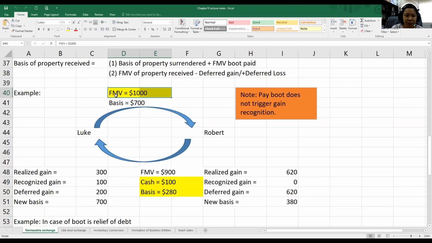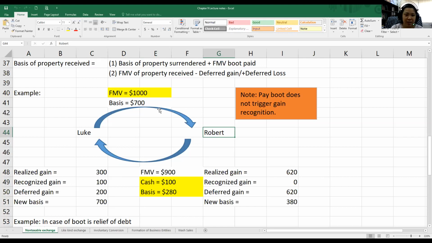As you notice, the fair market values should be equal. So the fair market value of Luke's property is 1,000, but for Robert, the fair market value is not equal, it's only 900. So that's why Robert has to pay cash another 100. So this 100 we call boot, all right? And Luke is the one who received boot, and Robert is the one who paid boot. Now remember, when we receive boot, we have to recognize gain up to the amount of boot that we receive. But for Robert, because he paid boot, it will not trigger any gain recognition.